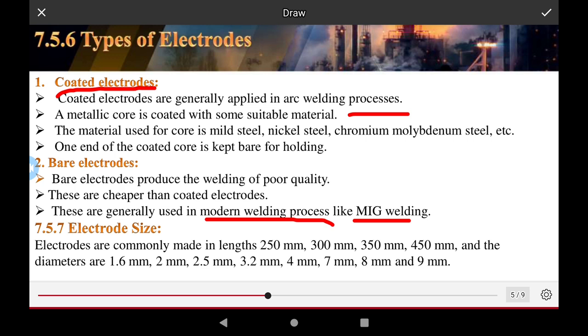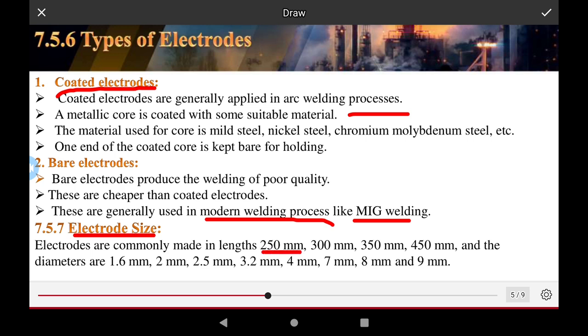And the electrode size. Electrodes are generally used in arc welding operations, and the length of the electrodes is 250 mm.